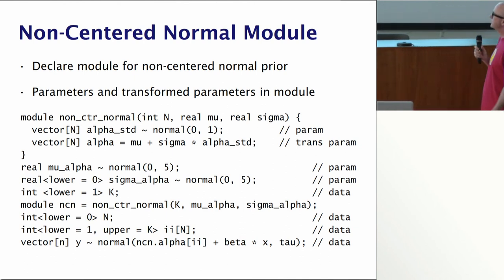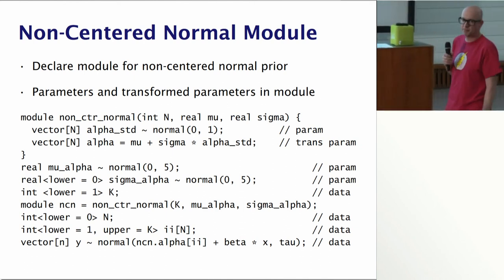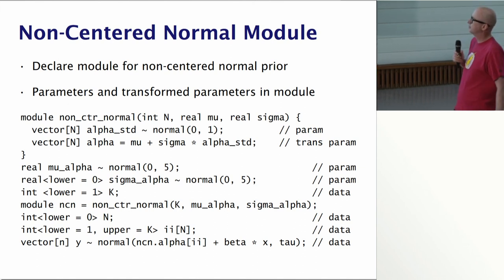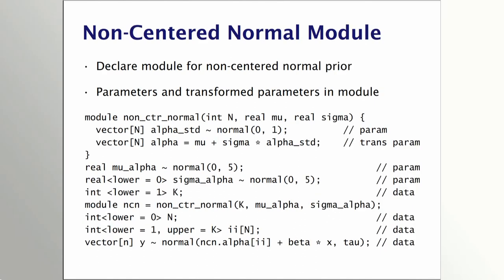Right? Here's an example of what the non-centered normal module will look like. Right? This is basically doing a non-centered normal parameterization. Right? We have a number of coefficients. We have some kind of real location parameter. We have some kind of real scale parameter, sigma.